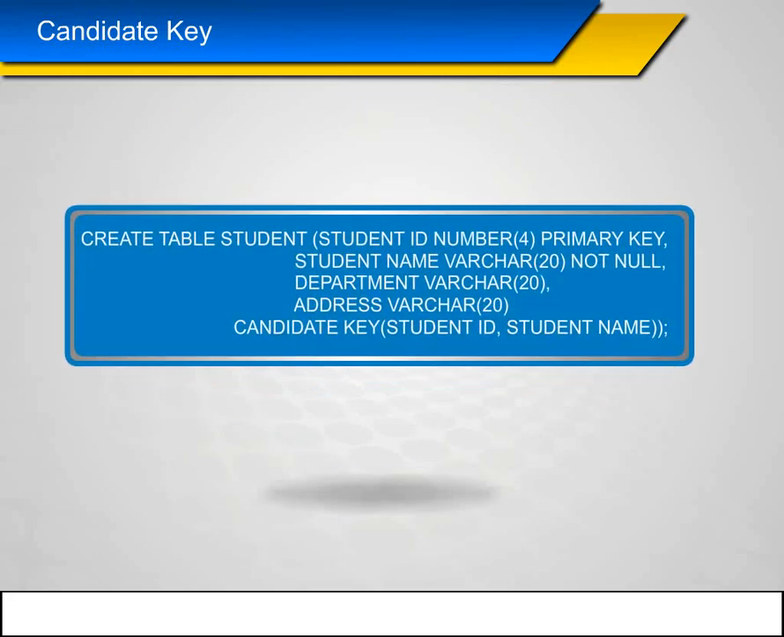Create table student, student ID number 4, primary key, student name varchar 20 not null, department varchar 20, address varchar 20, candidate key student ID, student name. In the figure, student ID and student name is the candidate key.